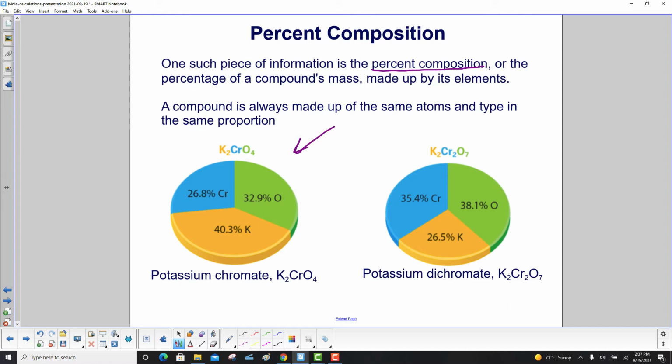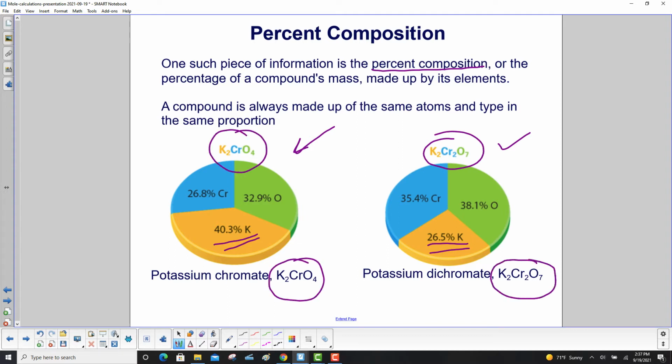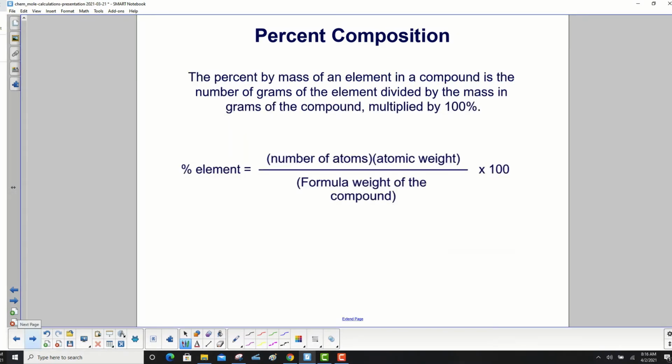So on the left, we have potassium chromate, where 40.3% of it is potassium. Then potassium dichromate on the right here, only 26.5% is made up of potassium. You can see, hopefully, we have different formulas for each of these compounds. The percent by mass of an element in a compound is the number of grams of the element divided by the mass in grams of the compound, multiplied by 100%. So the percent of the element is the number of atoms times their atomic weight, divided by the formula weight of the compound, and you multiply that by 100.